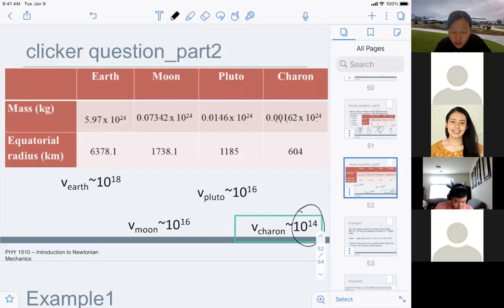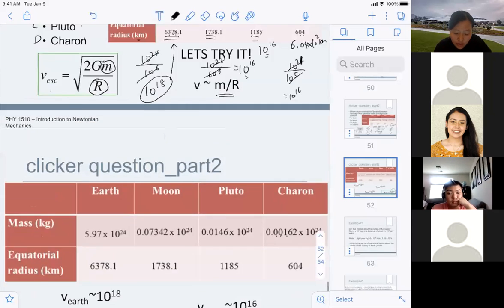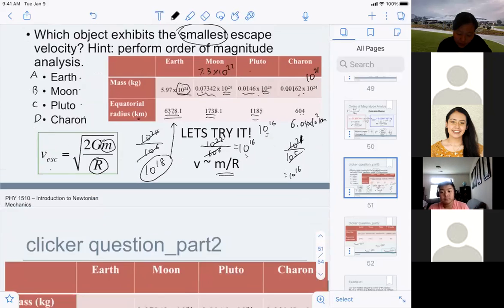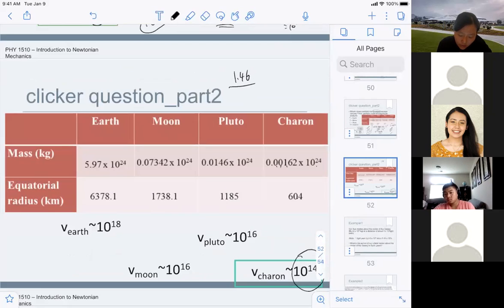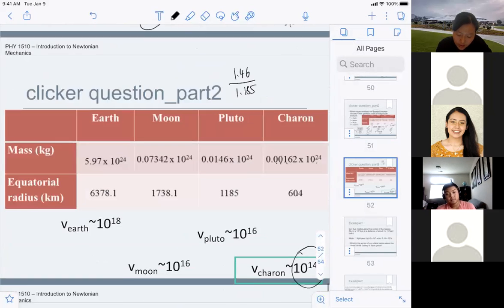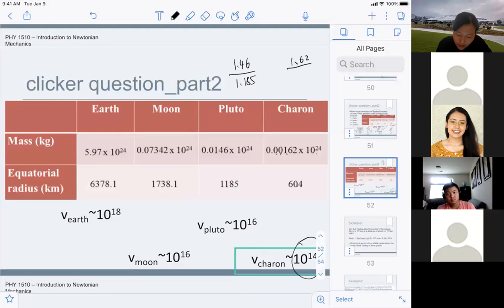So when you have cases that are more ambiguous, that you couldn't tell right away, then you do have to plug in the corresponding numbers. So in this case, we would have to do 1.46, this is the mass, over 1.185. That's Pluto. This would be, okay, sorry, this would be 1.62 divided by 6.04. So you can still see this would be smaller than that one. So this is still the correct answer, but this is not to the power of 14. So this one you do need to do a little bit more calculation of the actual numbers because the orders of magnitude are the same.